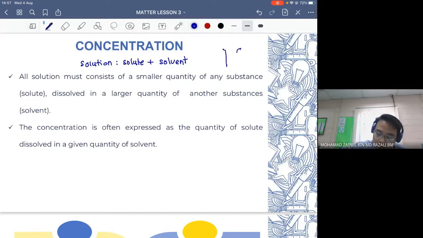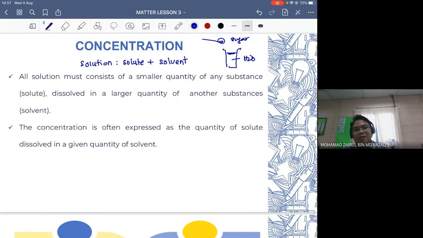So let's say kalau ada gelas, water, okay, ni ada sugar. Which one is the solute? Sugar. Sugar is the solute and water is the solvent. Okay, boleh? So sugar solute, water solvent. And water is we call it as a universal solvent, sebab water ni dia boleh dissolve banyak benda lah.